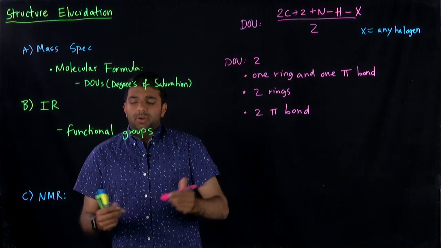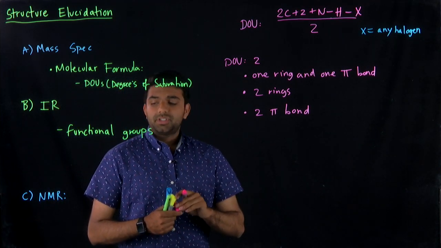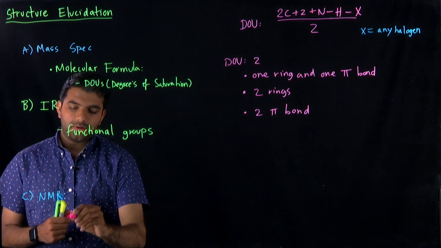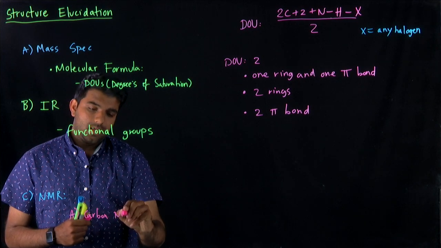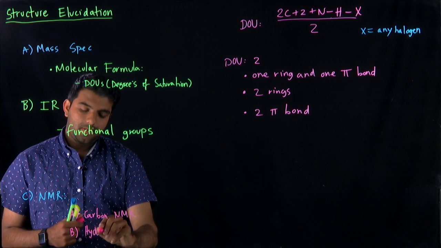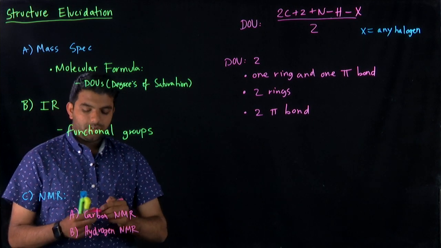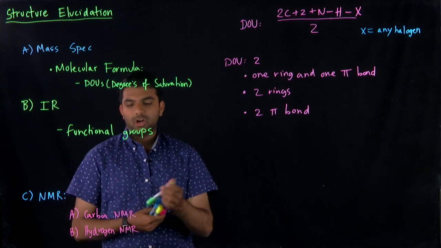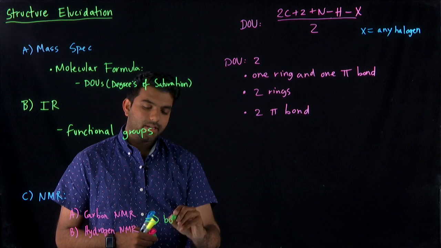Okay? So NMR is very useful and probably the most specific piece of information you're going to use. And there's 2 types. You have carbon NMR and you have hydrogen NMR. And what both of these are going to tell you, more so in the hydrogen NMR than carbon NMR, is bond connectivity. How are your atoms connected in your molecule?